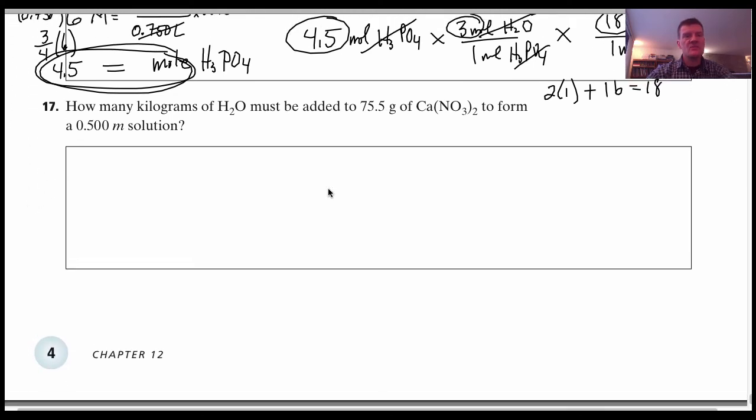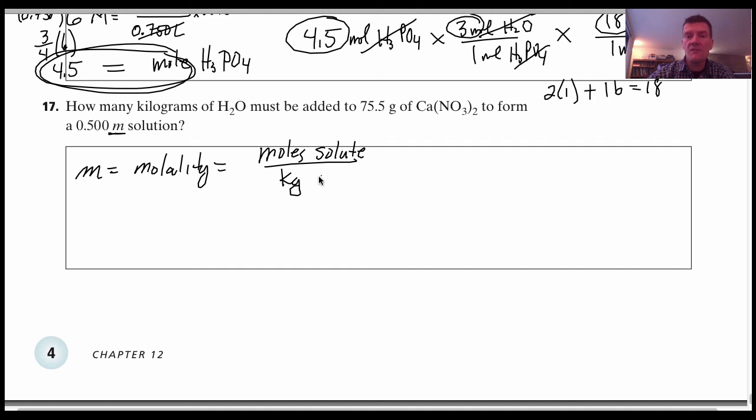All right, number 17, last one. Here, notice small m. Small m is molality. Molality is still moles of the solute, but this time it's divided by the kilograms of the solvent. Okay? So in this case, how many kilograms of water must be added to 75.5 grams of calcium nitrate to form a concentration of 0.5 molal? A molal is the unit for molality.